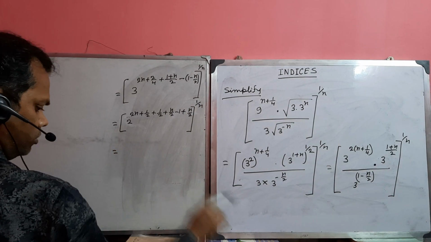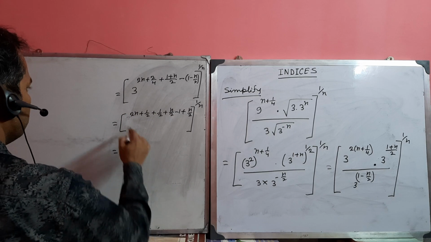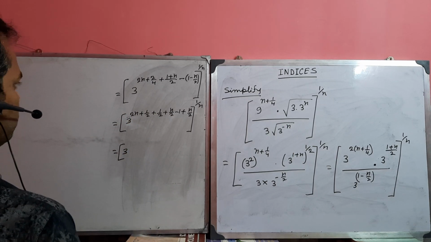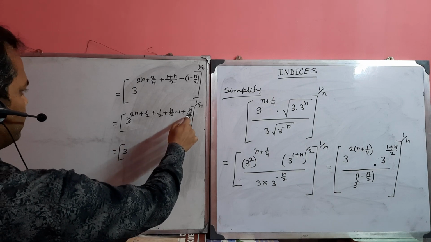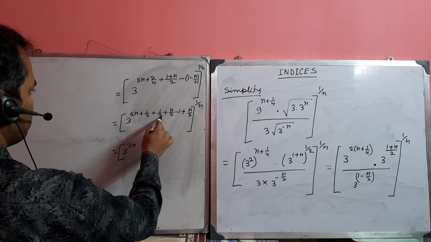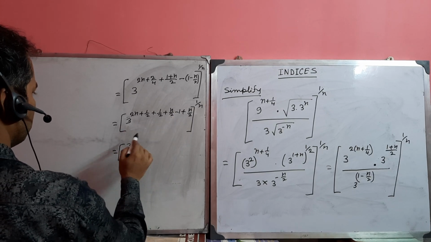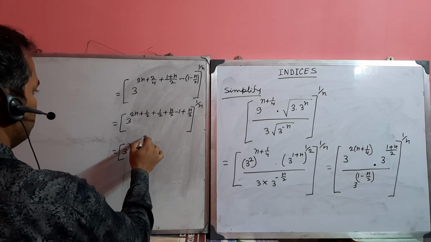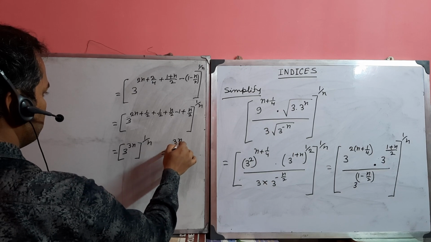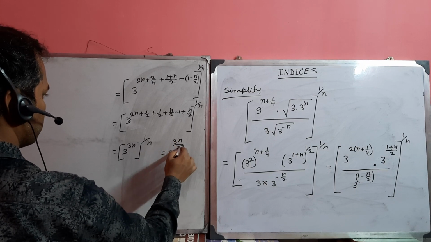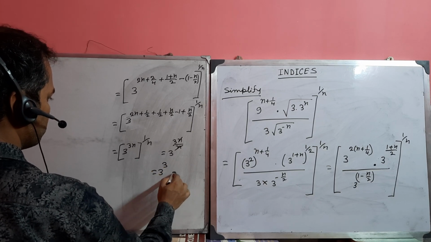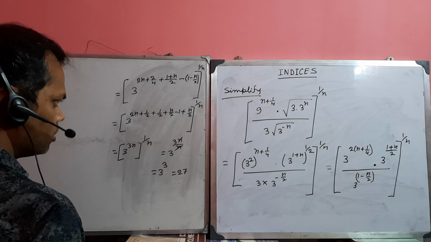This one equals 3 to the power 2n, n by 2 plus n by 2 is n, 2n plus n is 3n, half plus half is 1, 1 minus 1 is 0, so this is 3 to the power 3n whole to the power 1 by n. So this becomes 3 to the power 3n by n, the n cancels, this becomes 3 to the power 3, and 3 to the power 3 is 27. This is the final answer.